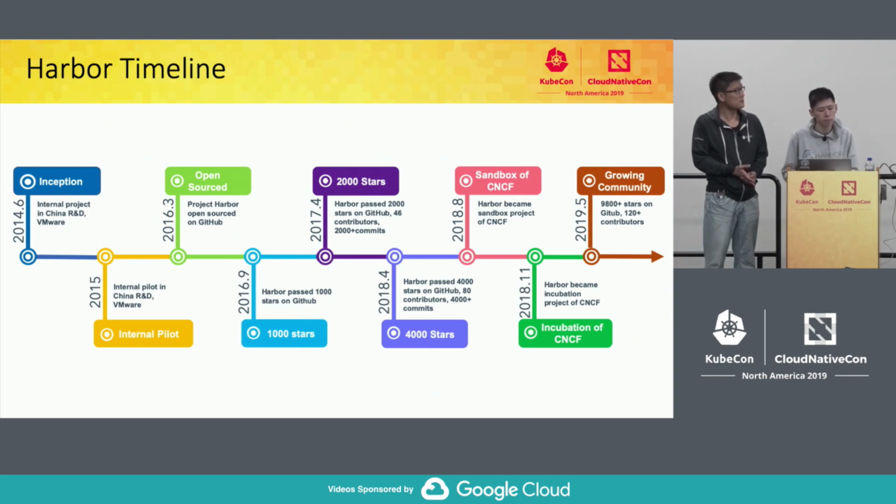And so this is a brief timeline of the Harbor project. It came through an internal effort to solve some issues we had in the VMware China R&D site, and we didn't find a registry that fit our needs. There was an internal demo at some point in 2015. We got some pretty good feedback, and then the project was open sourced in 2016. It was donated to CNCF in 2018. It went from sandbox to incubation fairly fast. In November of last year, we went into incubation. And as of right now, we have almost 10K stars on GitHub, 120 plus contributors, and I think we have about 20 maintainers altogether.